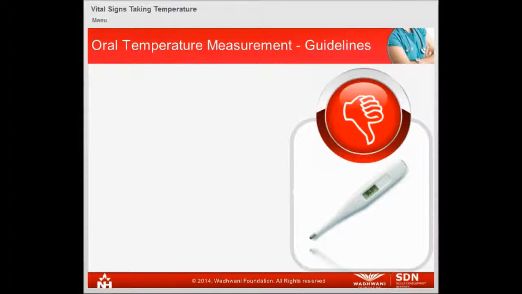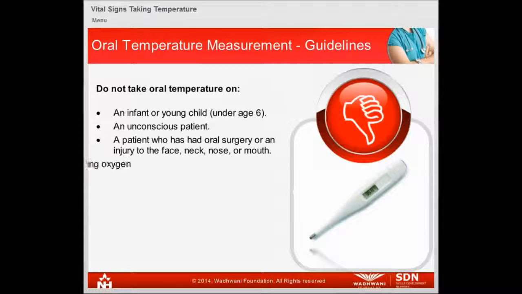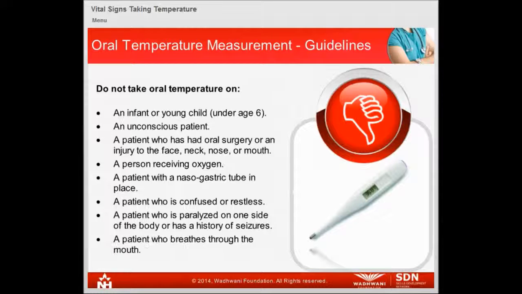Here are some important guidelines regarding oral temperature measurement. Do not take an oral temperature on an infant or young child who is under the age of 6 years, an unconscious patient, a patient who has had oral surgery or has injury to the face, neck, nose or mouth, a person receiving oxygen, a patient with a nasogastric tube in place, a patient who is confused or restless, a patient who is paralyzed on one side of the body or has a history of seizures, a patient who breathes through the mouth.